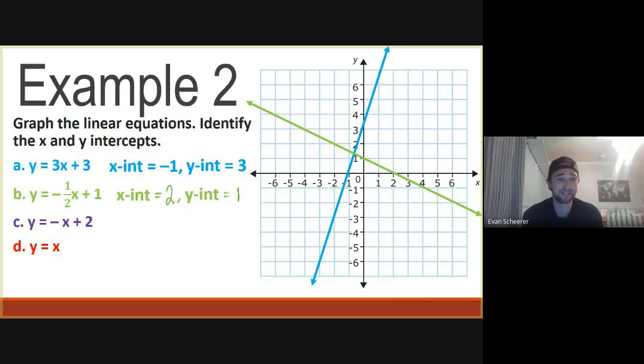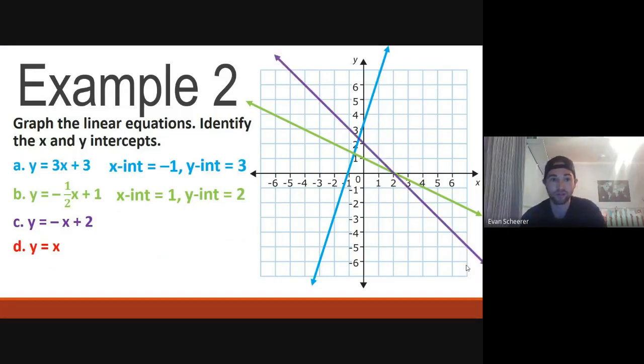All right, for C, y equals negative x plus 2. We're going to start off at 2 on the y-axis, and we're going to go down 1 to the right 1, down 1 to the right 1. Because remember, negative x, there's a negative 1 in front, so negative 1 over 1. So if we do y equals negative x plus 2, then we get the x-intercept at 2 and the y-intercept at 2.